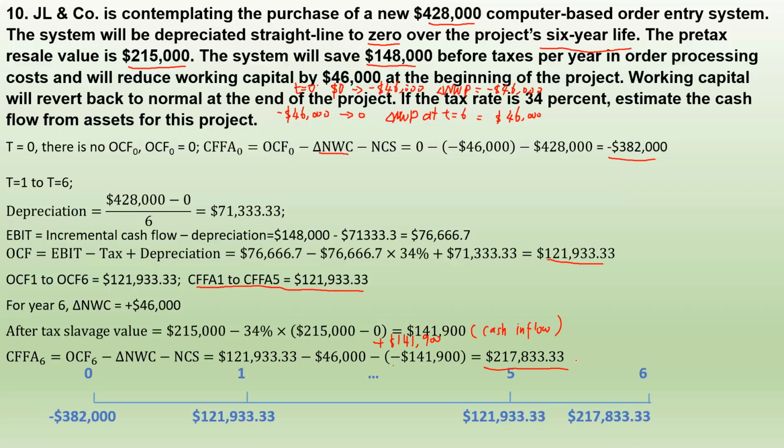So if we plot a timeline for this project, at the beginning the firm has to invest 382,000 US dollars. And over year 1 to year 5, each year the firm will receive $121,933. And at year 6, the firm will receive 217,833 US dollars.